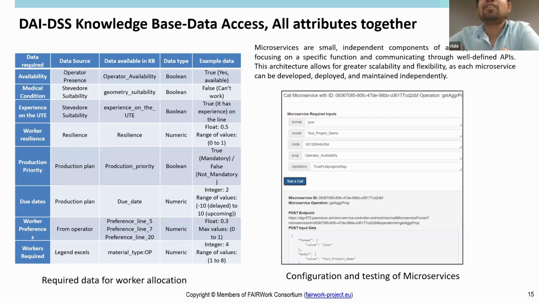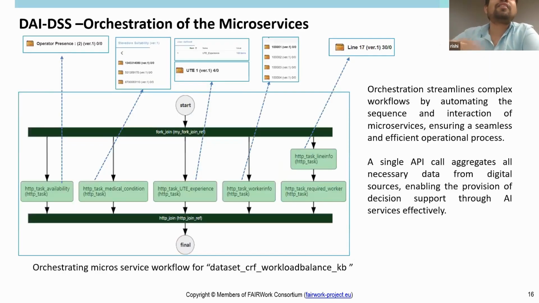On the right hand side, you can see a microservice configuration framework, which is implemented by one of our project partners in this FAIRWork project, VOC, using the Olive microservice framework. As I told you, each piece of data from the knowledge base has a REST API endpoint, and this endpoint can be configured into this microservice controller framework. You can see an example here where we want to get the information of operator availability. It is configured in this framework, and you can use this endpoint directly in any other application that needs to access this information. Based on this, we have further used the Netflix microservice orchestrator.